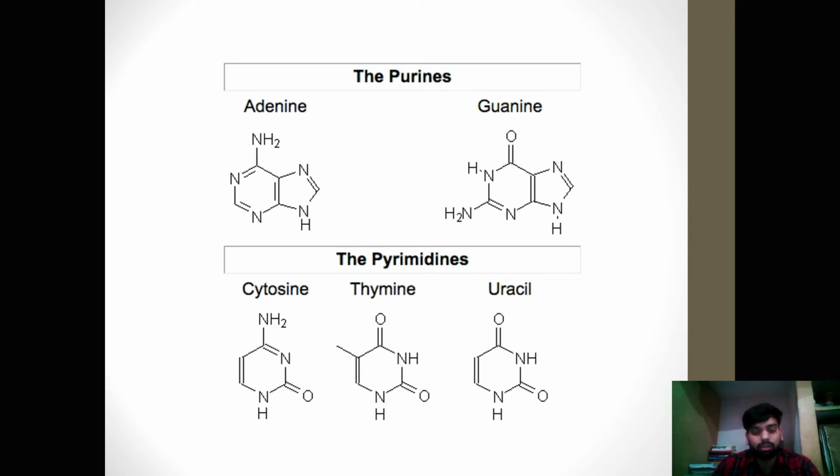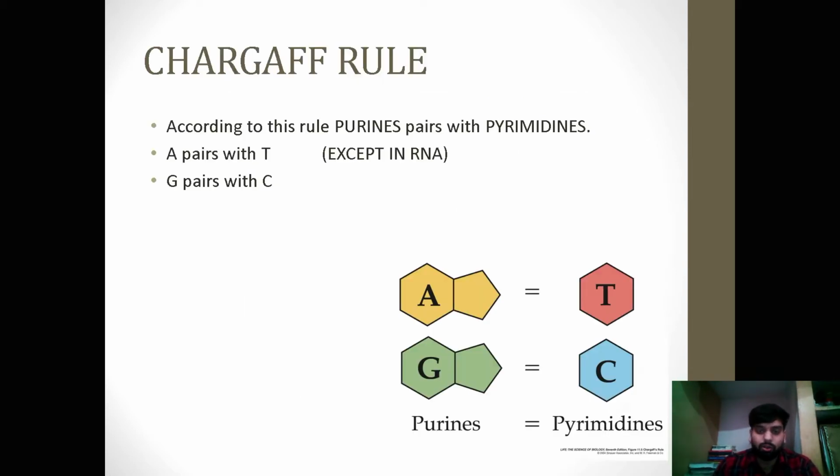From this image we can get the information about the structure of the purines and the pyrimidines. So purines are double ring structures as I mentioned earlier, and pyrimidines are single ring structures. So according to the Chargaff rule, we can say that purines always pair with the pyrimidines. The exception is the RNA. Now adenine is always paired with thymine, and guanine is always paired with cytosine. But in the case of RNA, we can see that adenine is paired with uracil.